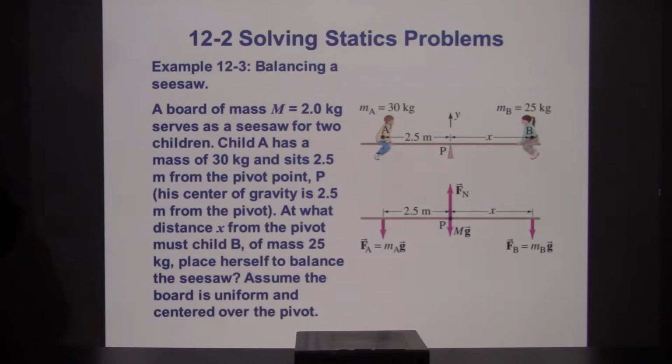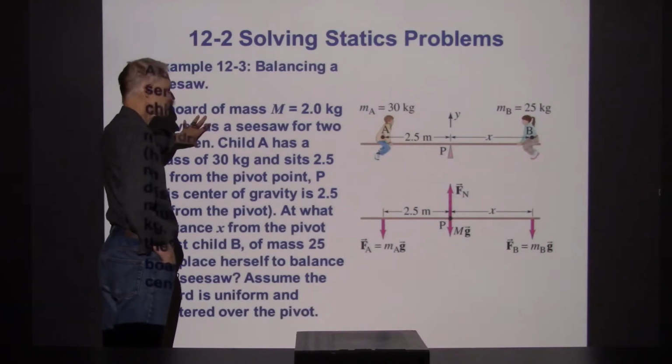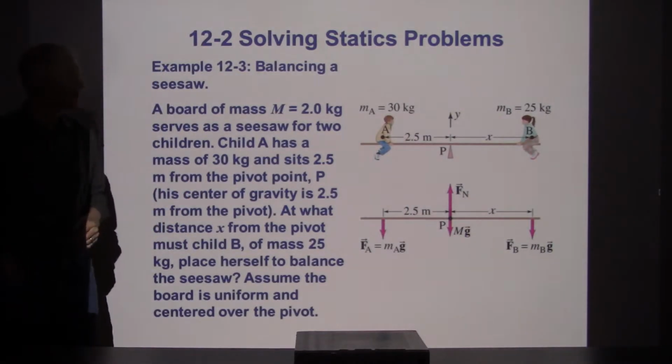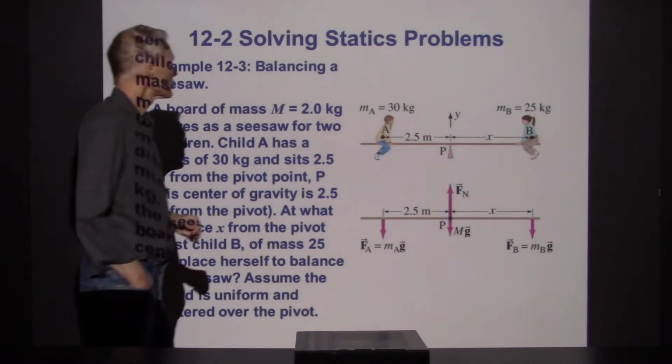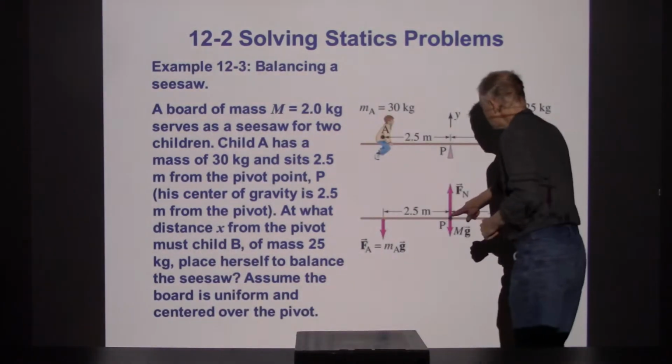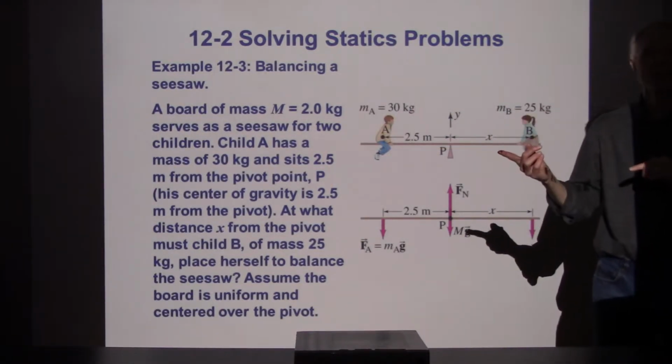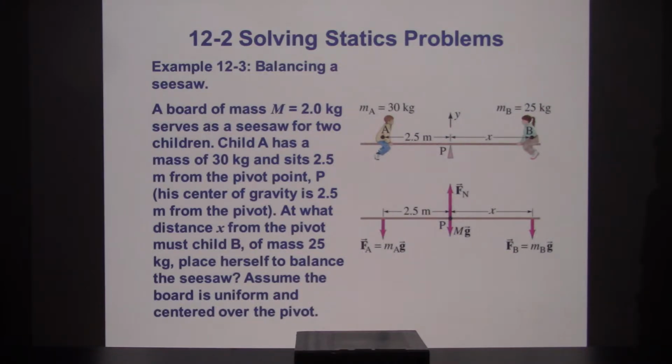All right, here's an interesting example. We have a couple kids here. One is 30 kilograms, one is 25 kilograms. And what we want to do is find out where the 25 kilogram kid should be sitting in order to balance the teeter-totter. So let's see, the board itself has a mass of 2 kilograms, but the board doesn't come into play because we're going to balance the board in any case. So the teeter-totter board is set right in the middle, and so the teeter-totter board by itself is not going to tend to lean to the left or lean to the right. It's just going to tend to stay balanced.